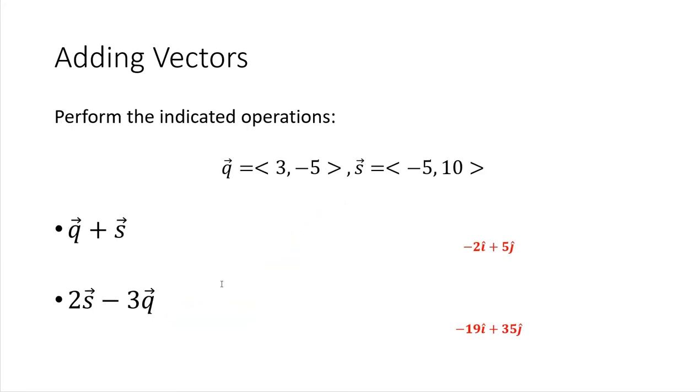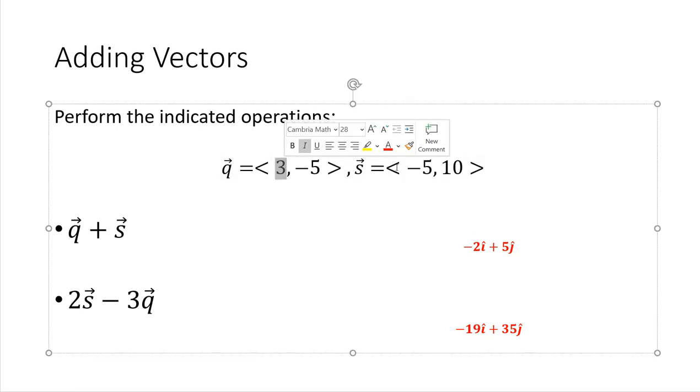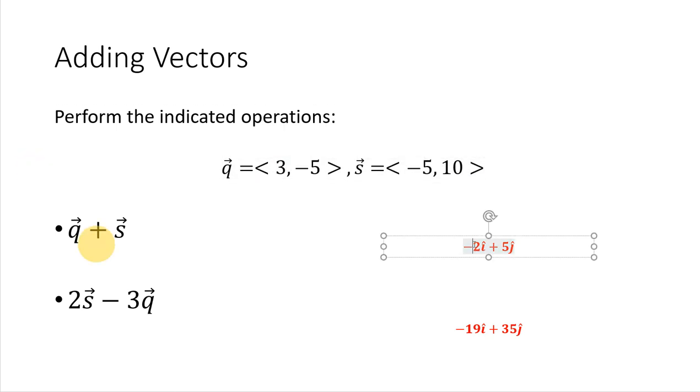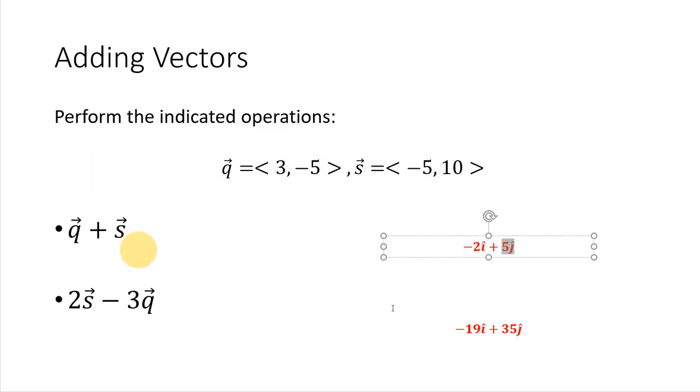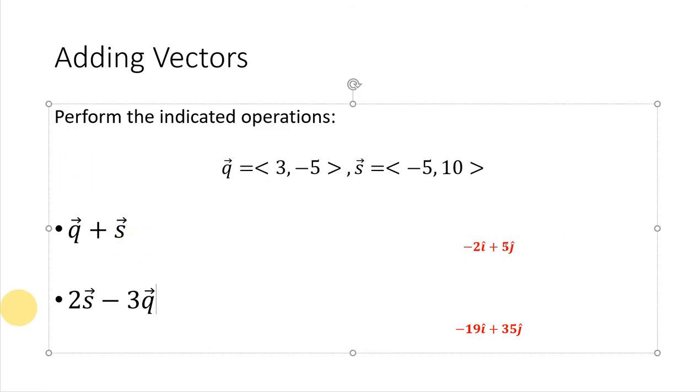If we wanted to do these operations, you could pause the video here and make sure you can get these answered. If I'm adding vector q to vector s, I'm just going to add the horizontal components. 3 plus negative 5 is negative 2, and negative 5 plus positive 10 is positive 5. So that's negative 2 i hat plus 5 j hat.